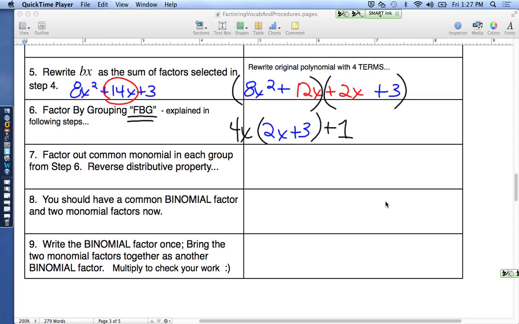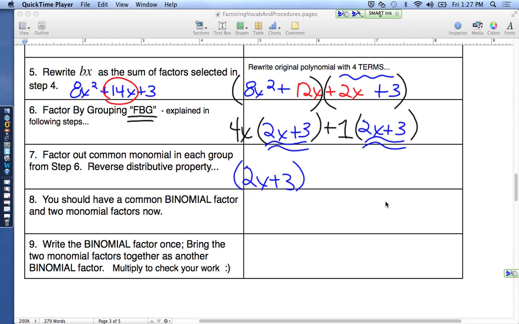Well, it's not necessary to remove it, but I will so that the pattern emerges. If I remove a 1 from the binomial 2x plus 3, what remains inside is 2x plus 3. So I've now created a common factor here, but instead of the common factor being a single variable or a single number, the common factor is now this binomial term.